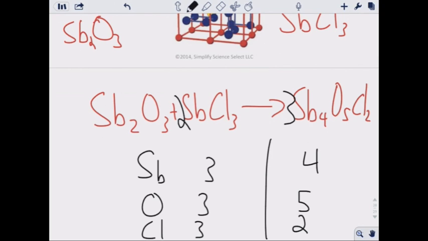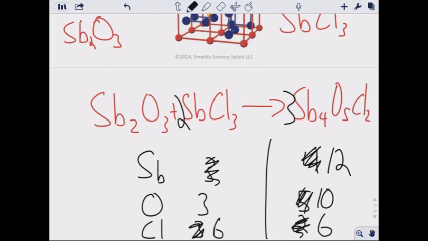Well, that changes a lot of things for us. Yes, it changed our chlorine to a 6 and a 6, but it changes everything else. We have 6 chlorine, but now we have 10 oxygens, and we also have 12 antimonies. And so to balance everything out, we have to look at what could balance this out. On the other side, we no longer have 3, we have 4, and 2 right there because of that 2.